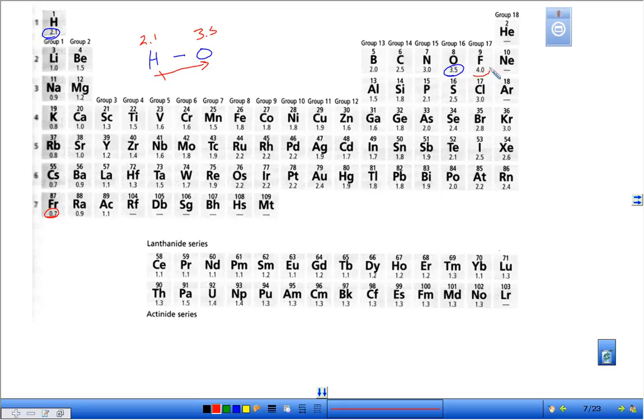and the one with the greatest attraction for bonding electrons would be fluorine. Across the periodic table, electronegativity tends to increase as we move from bottom left to top right. You'll notice that chlorine is 3.0, nitrogen is 3.0. So this upper corner has the greatest electronegativity, or the greatest attraction for those bonding electrons.